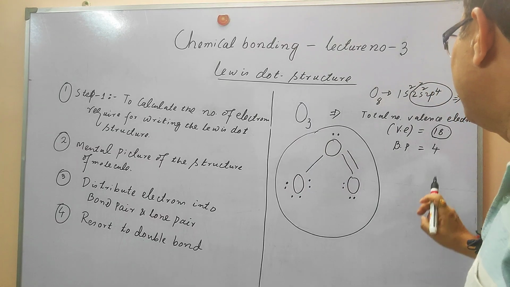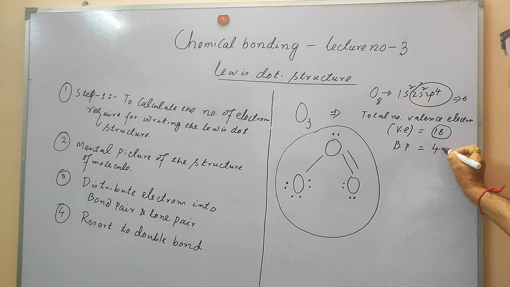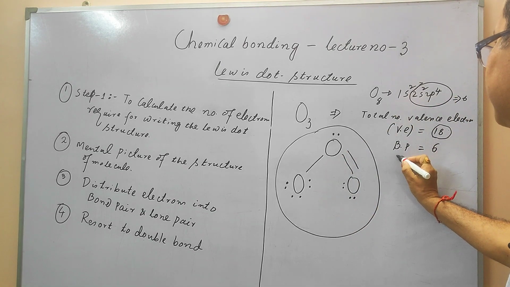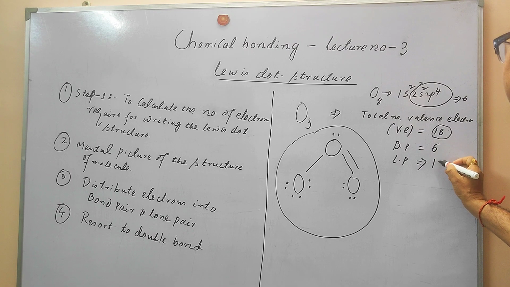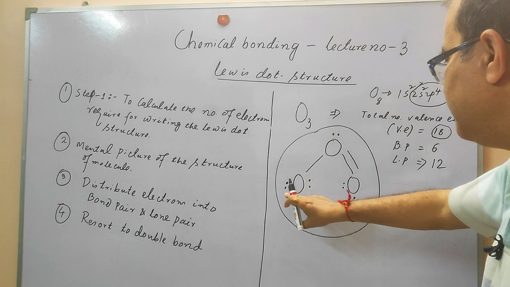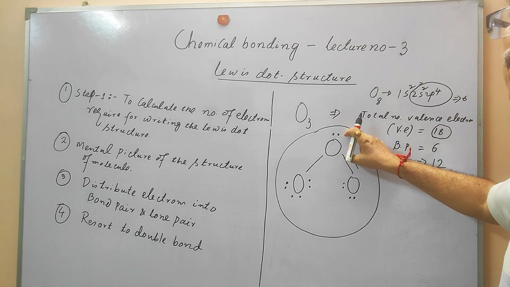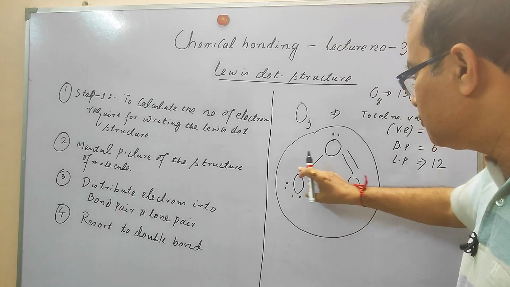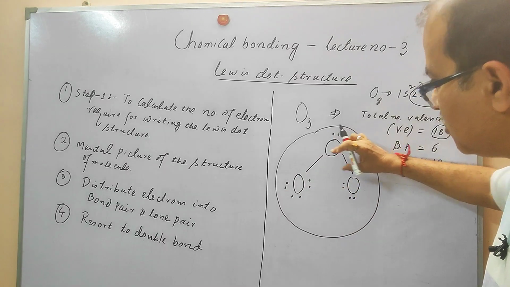Okay, we understand what the Lewis dot structure is, and at the end you can see there is a bond pair. We have utilized 18 electrons: 6 electrons in the bond pairs, and the remaining are in lone pairs, that is 12. You can see 12 electrons, 1, 2, 3, 4, 5, 6, 6 pairs of lone pair electrons. All these electrons are lone pairs. This is a lone pair, this is a lone pair. And this is a bond pair.